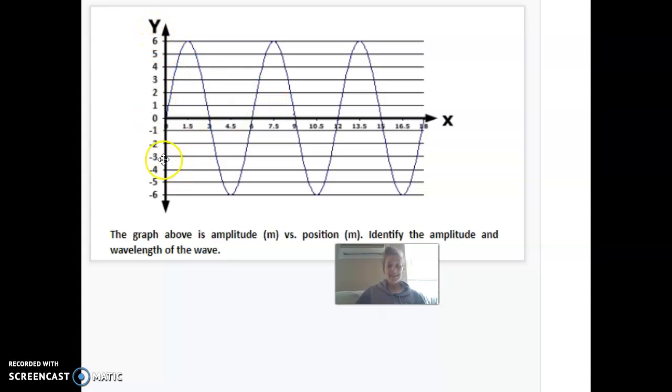Now let's pretend that this whole wave pattern happened in 1 second. Could you determine the frequency and the period? Absolutely. Frequency is the number of waves that happen in 1 second. So I'd count, I have 1, 2, 3 waves in 1 second. So the frequency is 3 hertz. Period is 1 over the frequency. So if my frequency is 3 hertz, my period is 1/3 seconds.